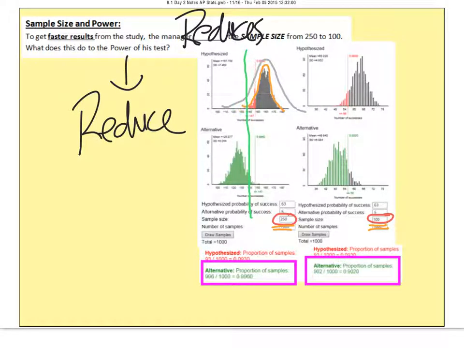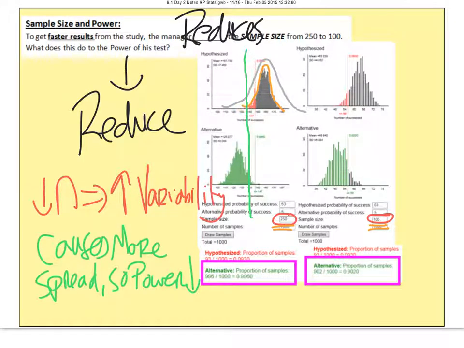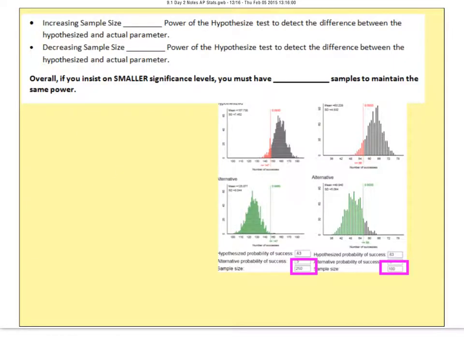So the connection I like to make is I reduce n, it's going to cause a smaller sample size but higher variability. That variability in turn is going to cause more spread in the actual initial curve, which is then going to reduce our power. Let's make a few conclusions with that. Decreasing the sample size, again, we just said will decrease the power. Conversely, if you increase the sample size, you're going to increase the power.